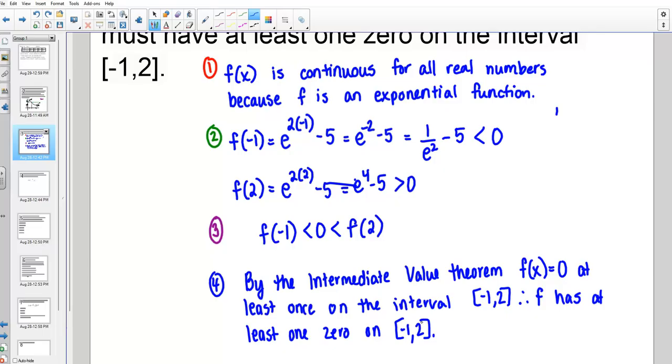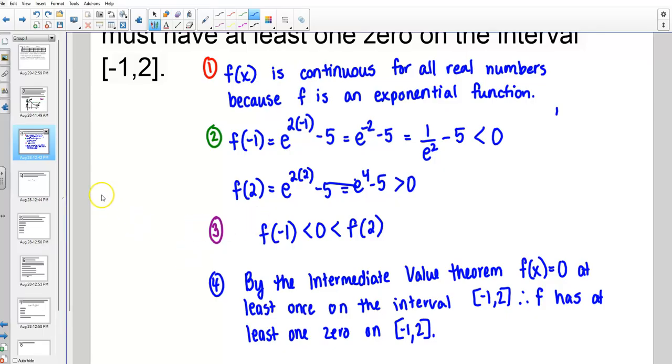So this is one thing that you might be asked to do. And if it's on a free response, it's got to include all those parts, right? You've got to always start with continuity. If it's not continuous, then you can't use the intermediate value theorem. Then you're going to find the function at the endpoints. You're going to show that the number you're concerned with is between those 2 points, and then make your conclusion using the intermediate value theorem.